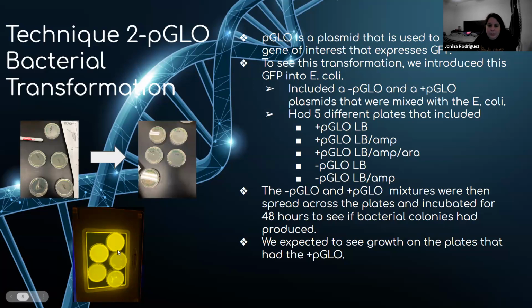And then you have the positive LB with the positive P-glow, and then the 2 negatives where you don't really have any bacterial colonies, which was kind of expected just because we didn't have the extra 2 components as we did with those 3. So we really didn't expect any bacterial growth.